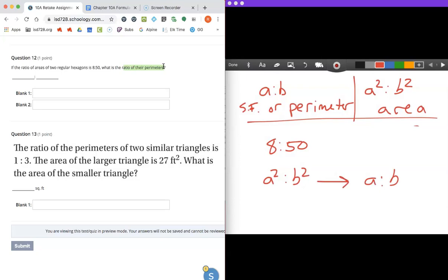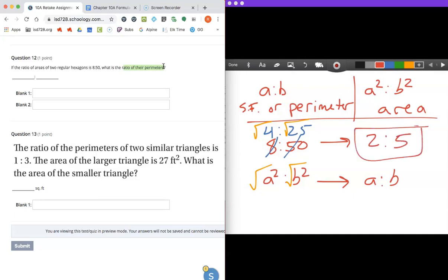Before I do that, I notice that I can simplify. 8 and 50 are both even. I can divide them both by 2, and now it's 4 to 25. Now that's helpful because I'm about to take the square roots, and now those are both perfect squares. Okay, so now the square root of 4 is 2. And the square root of 25 is 5. So 2 to 5 is the ratio of the perimeters then.